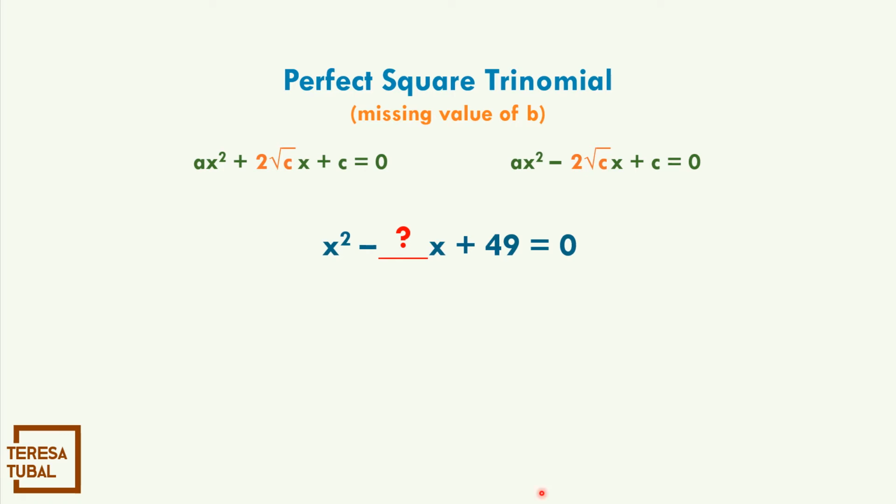What if the given value of b is negative? The solution is the same. So b is equal to 2 times the square root of c, and c is equal to 49. The square root of 49 is equal to 7. 7 times 2, the value of b, is equal to 14. So to make it a perfect square trinomial, it becomes x squared minus 14x plus 49 equals 0.